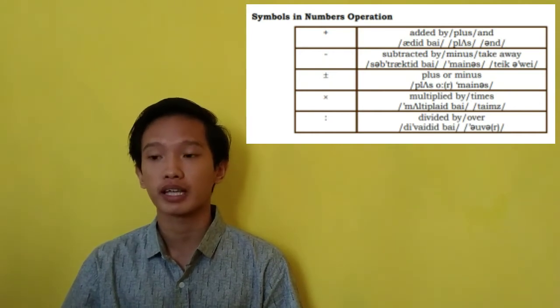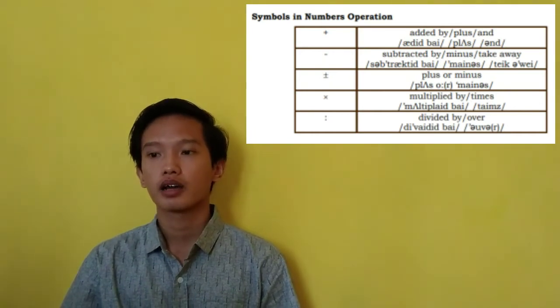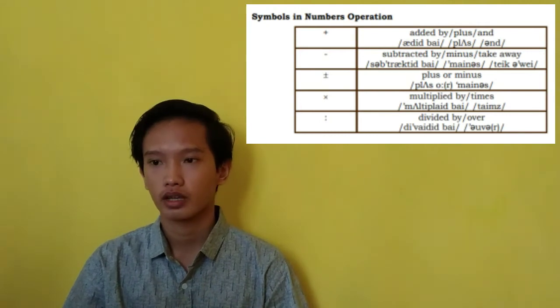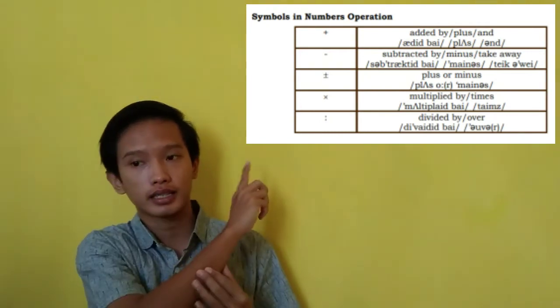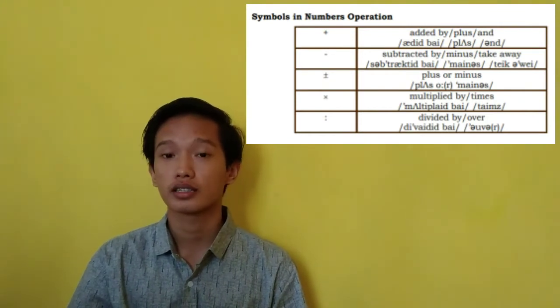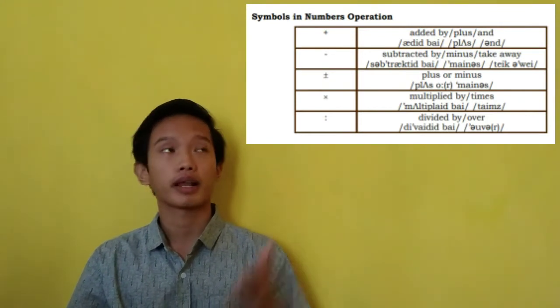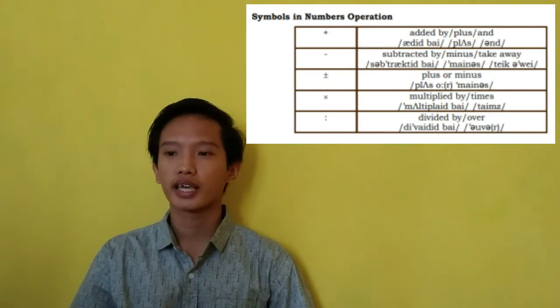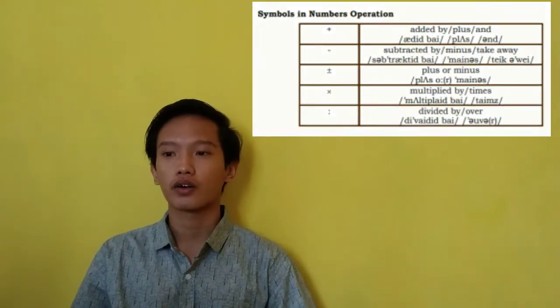And if the symbol is plus minus, we can say plus or minus. And the symbol is like this. We can say multiplied by or times. If the symbol is like this, we can say divided by or over.